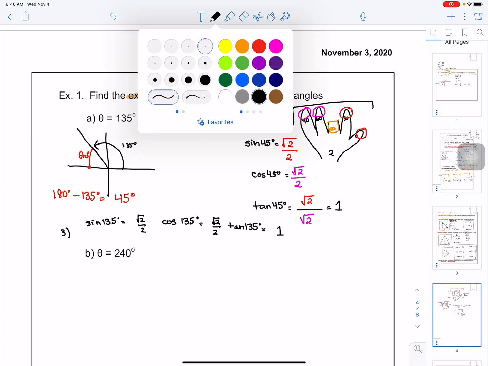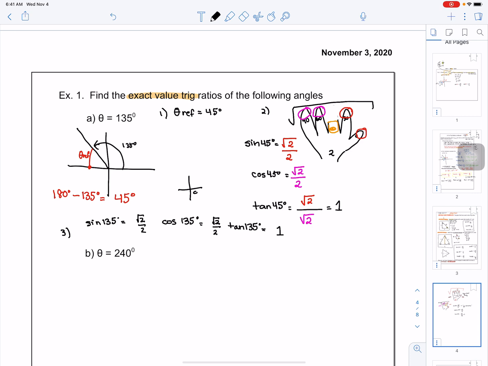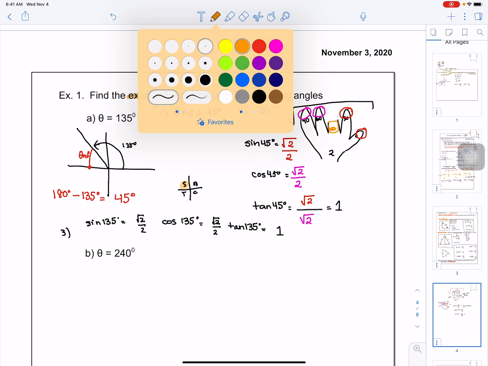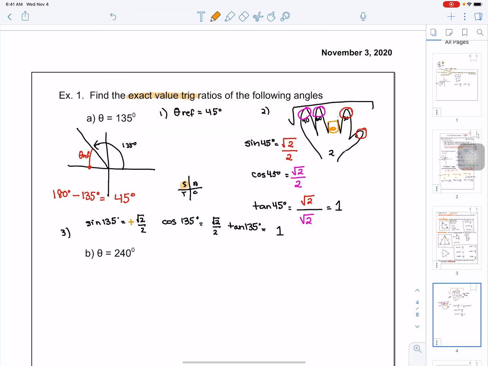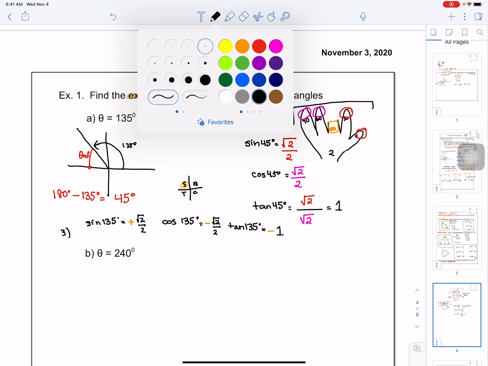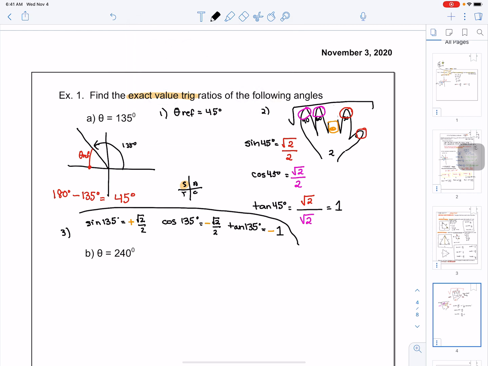And then when I write my CAST rule down, my angle is in quadrant 2. So sine is going to be positive because sine is positive in that quadrant. Cos is negative, tan is negative, and therefore this representation would represent my final answer.